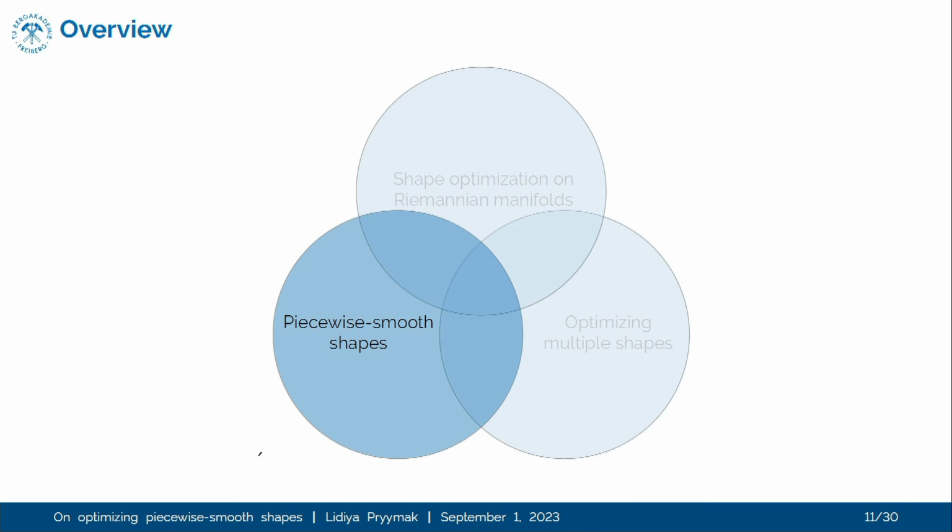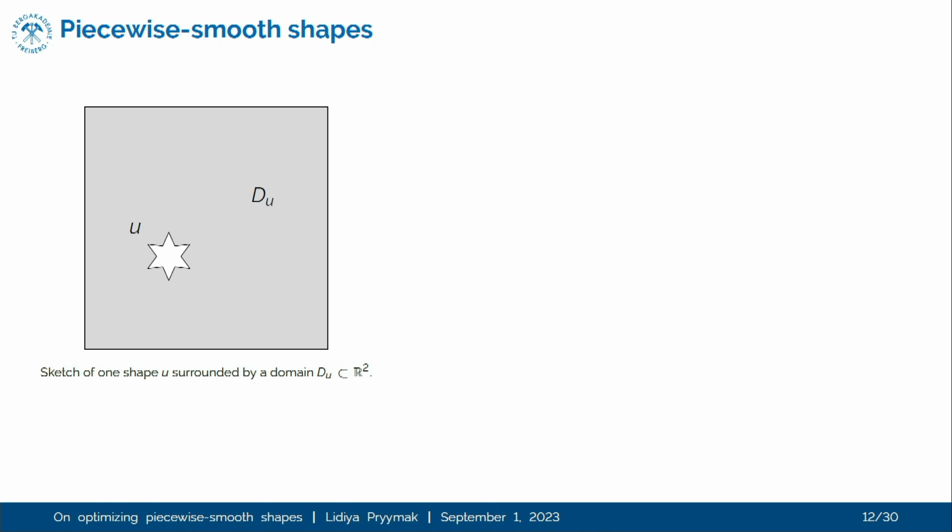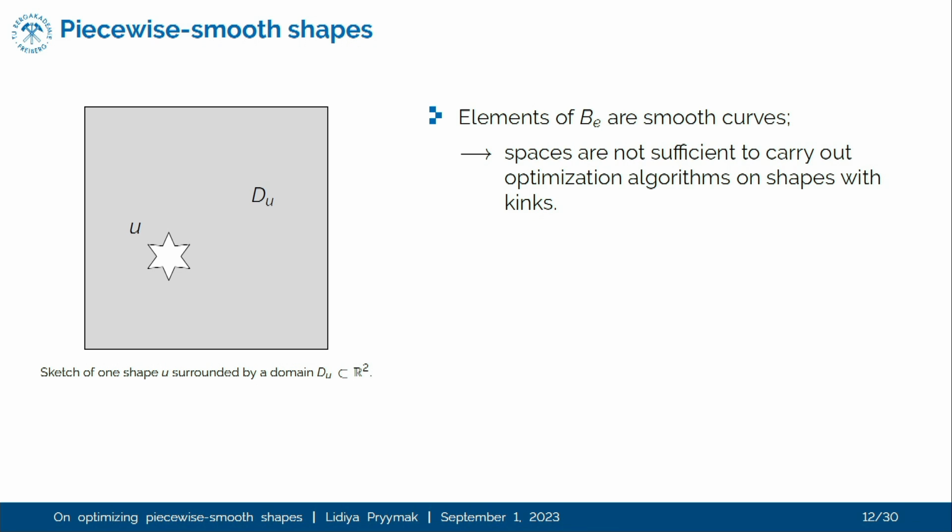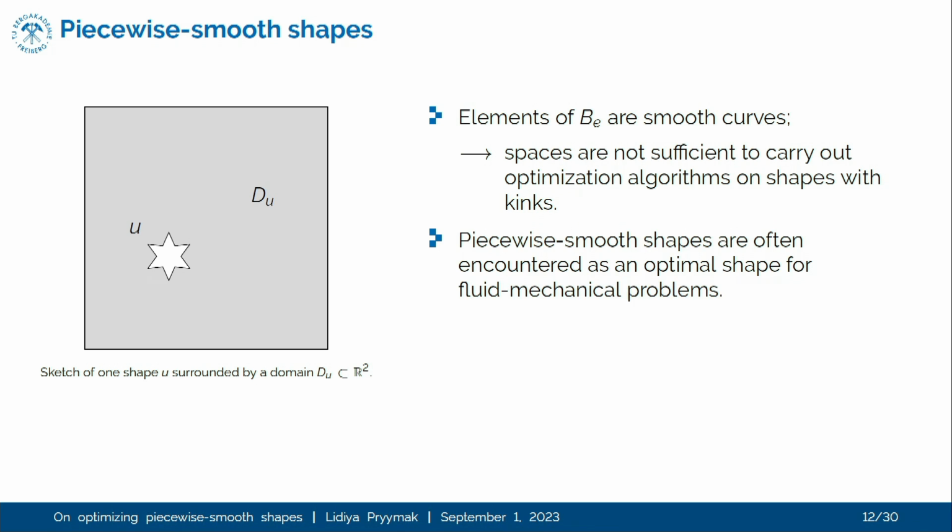Okay, so far an introduction to shape optimization on Riemannian manifolds, and the other important topic here are the piecewise smooth shapes. Well, piecewise smooth shapes, for example, are U depicted here in the picture, a star. And obviously, if we look back at the examples we have just seen, this U is not an element in the space B. Well, it's obviously not smooth. And the motivation why it is important for us to consider these, well, maybe a star is not the best example in an application, but still non-smooth shapes, is because they are often counted as an optimal shape in fluid mechanical problems.